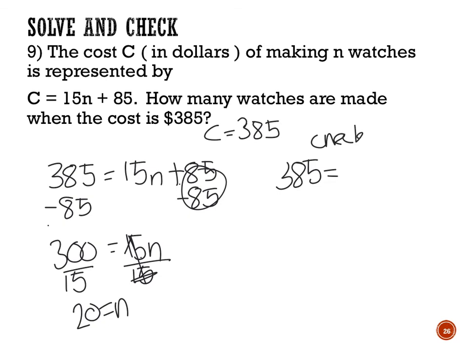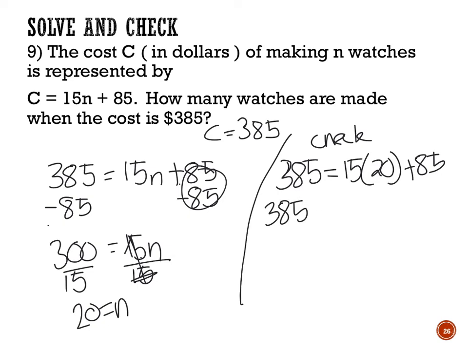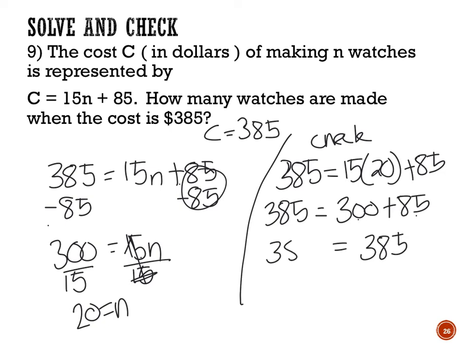To check my problem, let me write check here. Kind of draw a little line. 385 equals 15 times 20 plus 85. 15 times 20 equals 300 plus 85. 300 plus 85 equals 385, so 385 equals 385. Answer checks out. So 20 watches are made.